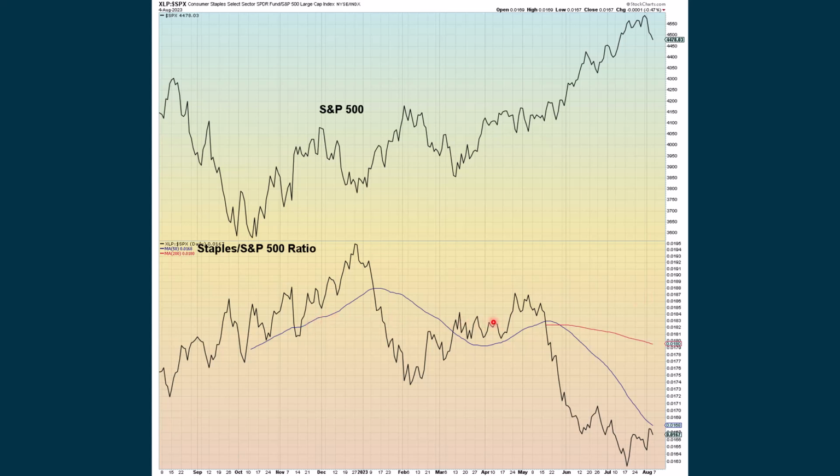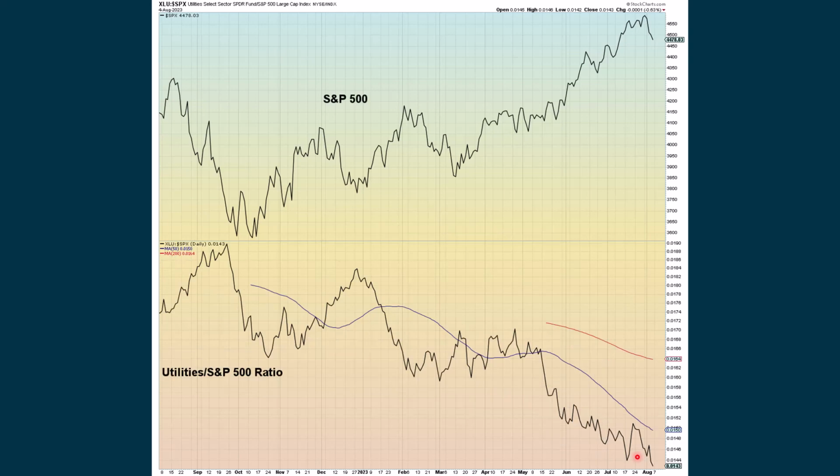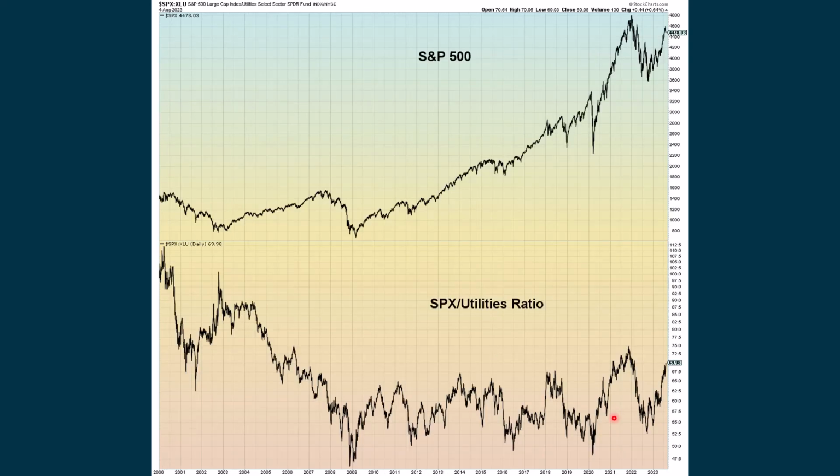They held up fairly well in 2022. Now we're seeing them underperform in 2023. We look at real estate, which continues to underperform the S&P. The utilities are also really underperforming the S&P. Then we look at the S&P to utilities ratio in reverse. And when this line is going up, typically the S&P 500 is going up. And the inverse of that is also true.